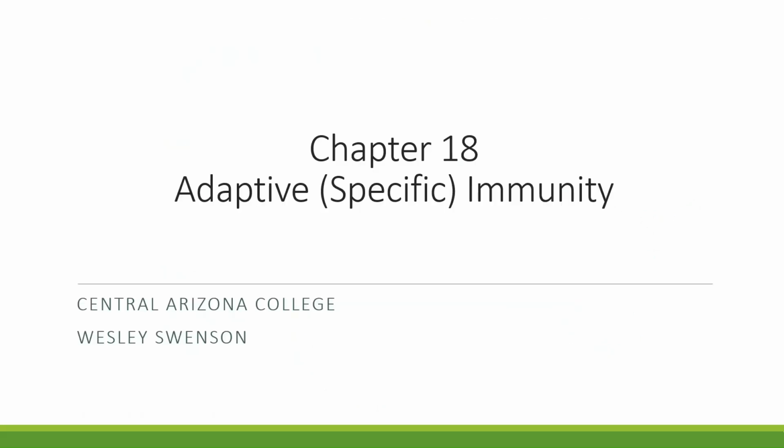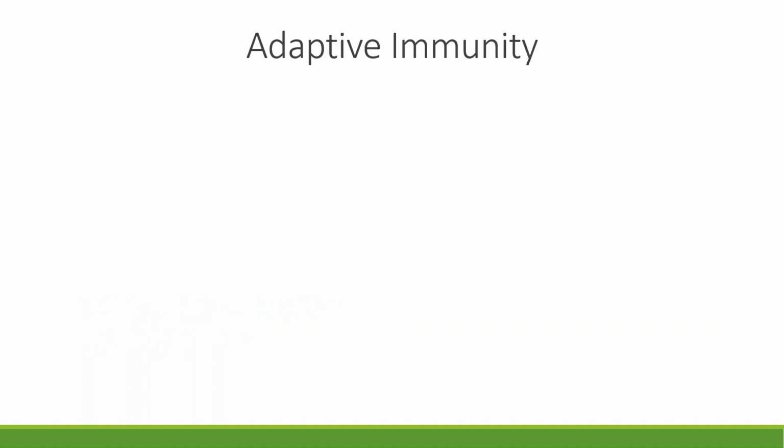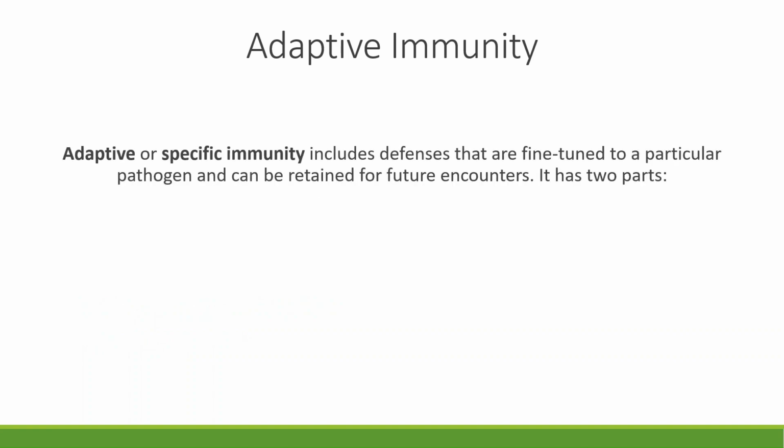So in chapter 17, we discussed the first and second lines of defense to prevent pathogens from invading, those general responses after a successful invasion. And in chapter 18, we are going to discuss the specific responses after a successful invasion. Adaptive immunity can be defined based upon where and how it occurs. Adaptive immunity is the body's specific defense system, fine-tuned to recognize particular pathogens and to retain a memory for future protection. It has two main parts.